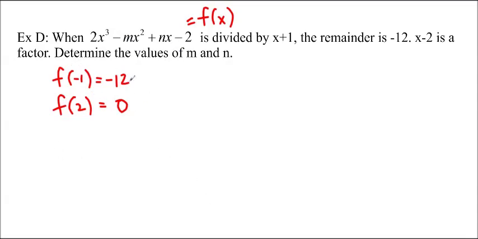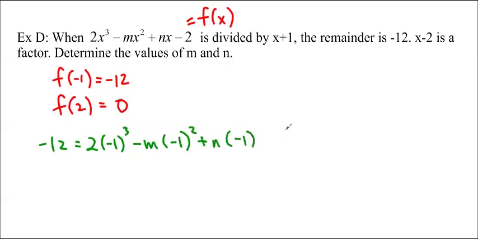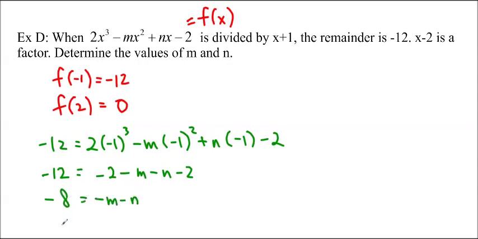So the first one is f of negative 1 equals negative 12, so negative 12 is equal to 2 times negative 1 cubed. Make sure you keep them inside the brackets there, the negative numbers. Otherwise you're going to get the wrong answer and it'll be a bit of a mess. And so we can just simplify it down. We're going to get minus m minus n minus 2. And just move everything over so it becomes negative 8 equals negative m minus n. And you can factor out the negative 8, or you can leave it the way it is. I'm just going to do it this way.